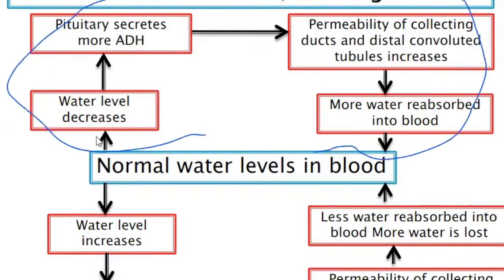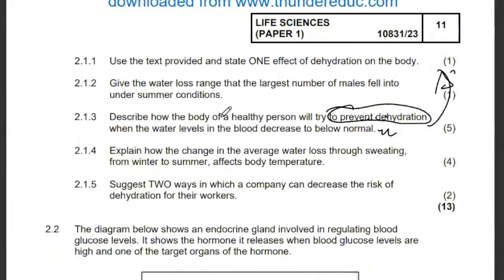This is what you explain: if the water level has decreased, the pituitary gland will secrete more ADH. The ADH will be transported to the nephron and makes the collecting duct and the distal convoluted tubule become more permeable, meaning that more water is going to be reabsorbed, and then the water in the blood will increase and go back to the normal level. So basically, that's what we expected you to write here.